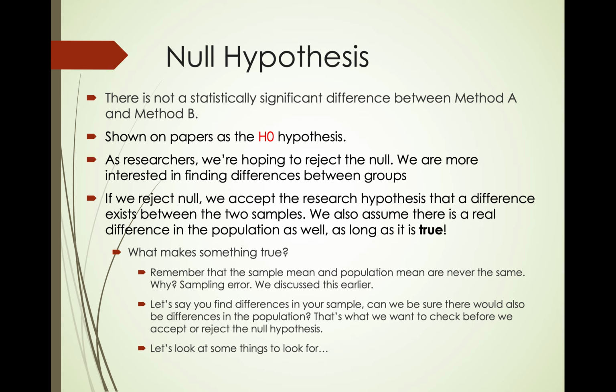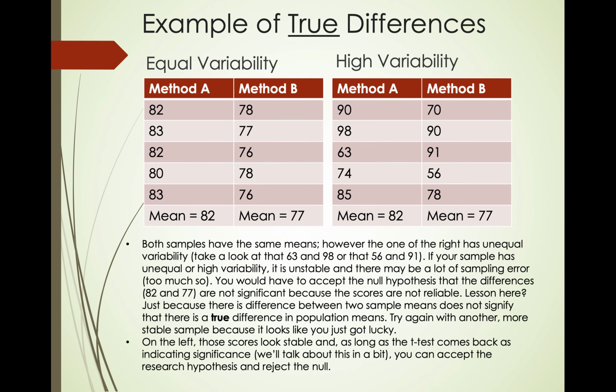So let's say you do find differences in your sample. Can we be sure that there would also be differences in the population? Well, that's what we want to check before we accept or reject the null hypothesis. We want to be sure that what we're saying and what we're seeing, if there's a difference, we want to be sure that there actually would be a difference in the population as well. So let's look at some things to look for.